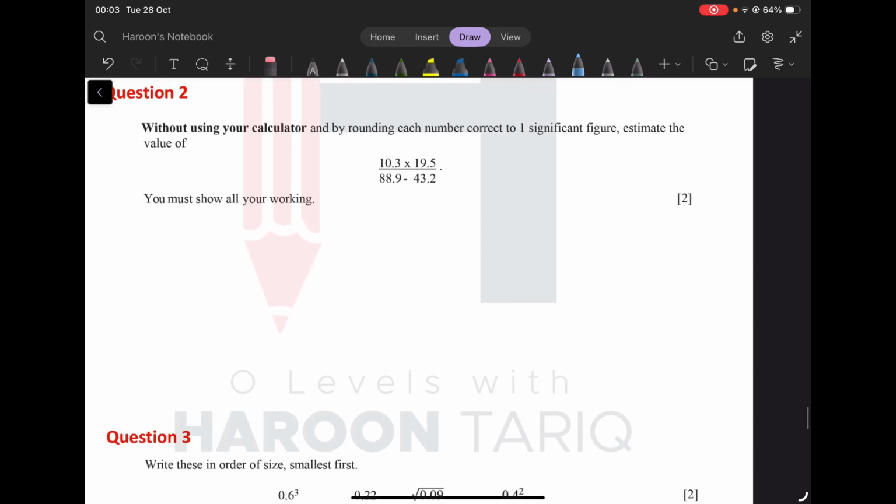Okay, now write this correct to one significant figure first. We need to convert all this into one significant figure and then estimate the value. So I'll convert this into one significant figure. The second significant figure is 0 for this 10.3. So this is 0.